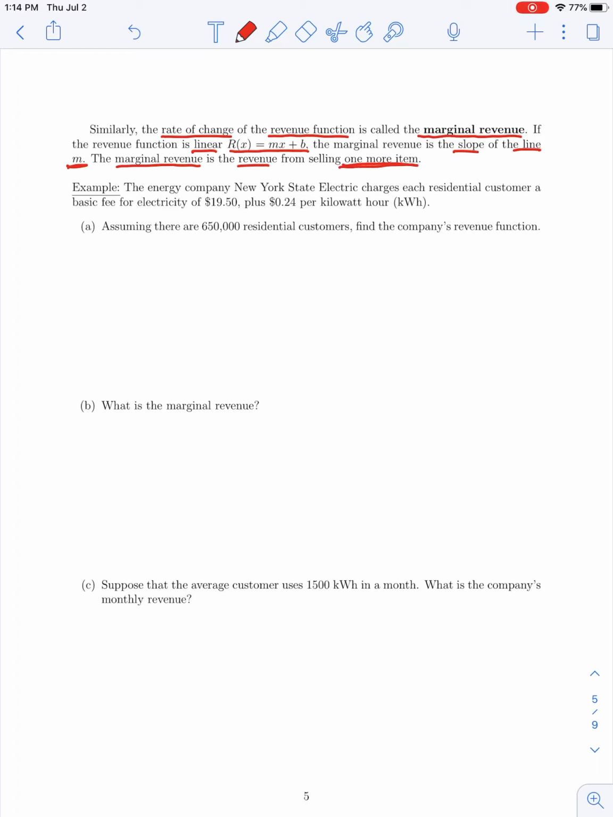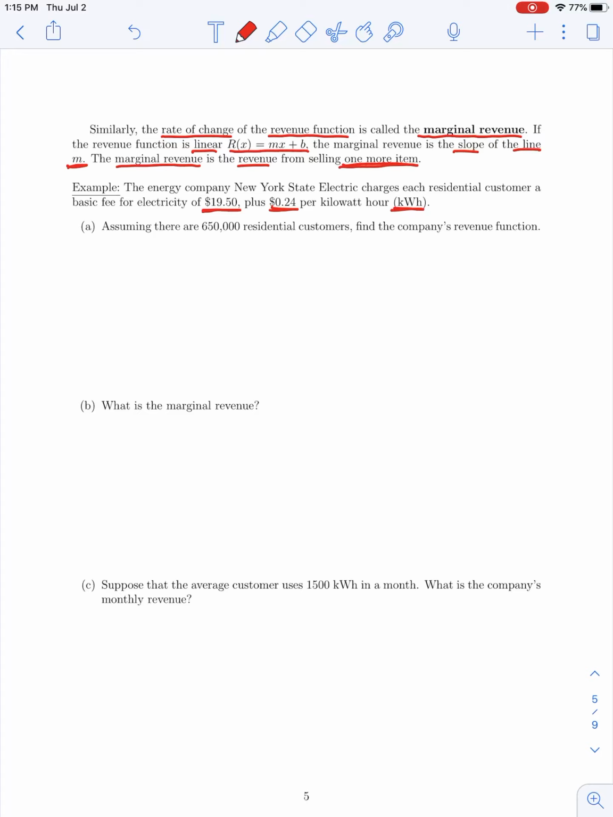So in this next example, we're told that there is an energy company, New York State Electric, which charges each residential customer a basic fee for electricity of $19.50. And then they charge an additional 24 cents per kilowatt hour of electricity which is used. So here we are told in part A, assuming there's a total of 650,000 residential customers, we want the company's revenue function. So let's consider this.